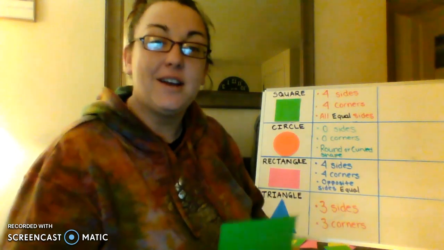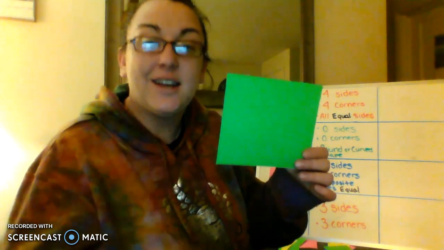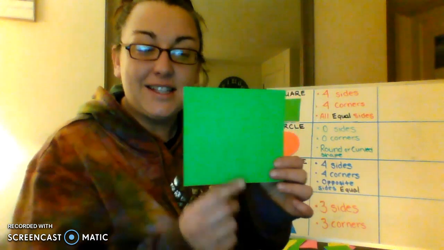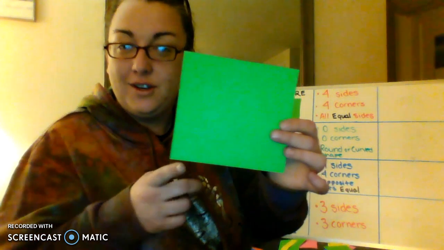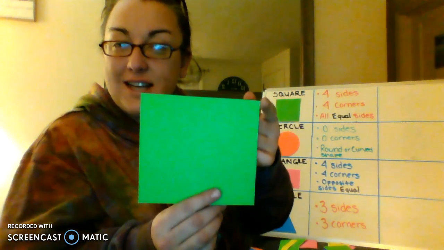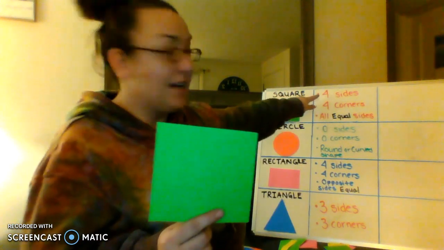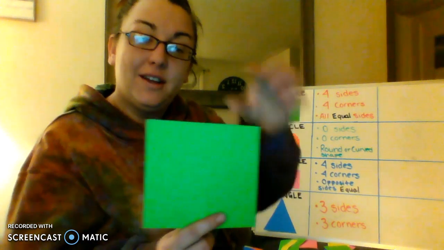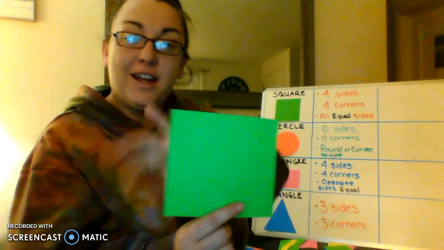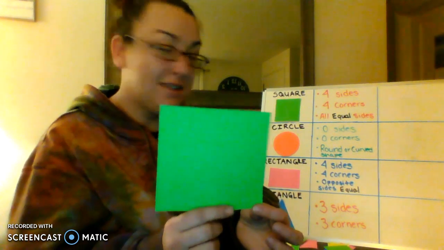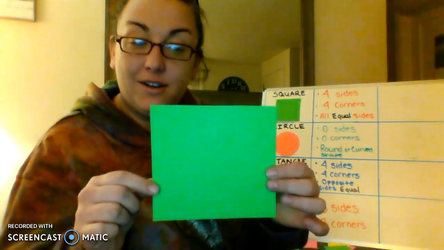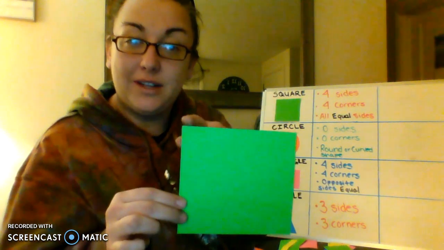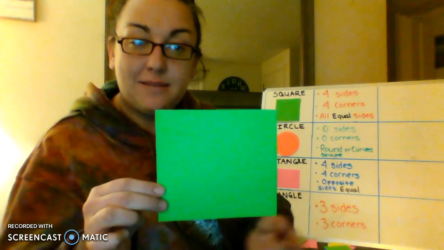We have a square up here. Okay? So this is a square. What is it? A square. That's right. Now let's look at the sides. A square has 1, 2, 3, 4 sides. So we have 4 sides right here. We have 1, 2, 3, 4 corners. 4 corners. And if we look at the sides of a square, we can tell that they're all equal in length, which means they're all the same size.